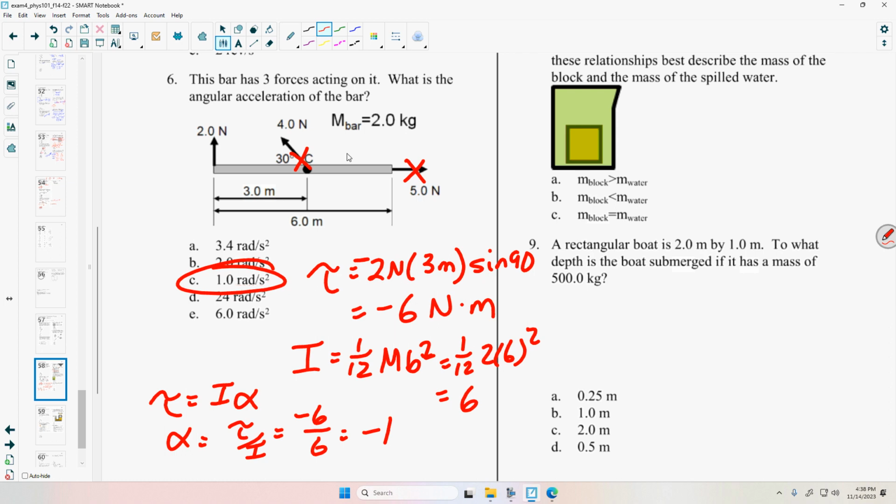Definitely going to have one of those. Actually, I don't think I did it on both quizzes, but probably going to have a series of questions. 2 questions. One where you're asking the net torque, and then the other where you're asking the angular acceleration.